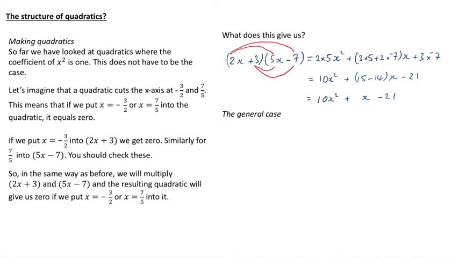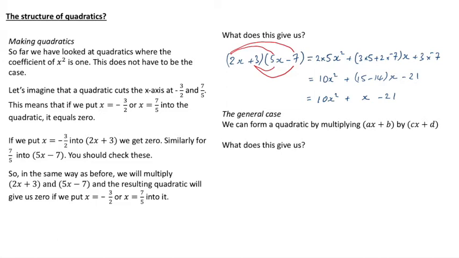Now, in the general case, we can form a quadratic by multiplying ax plus b by cx plus d. And what does this give us? Well, we've got ax times cx, which is acx squared. We've got a times d plus b times c x, written the other way around there, but it doesn't matter, it's bc plus ad, same thing. And we've got b times d, which is bd.